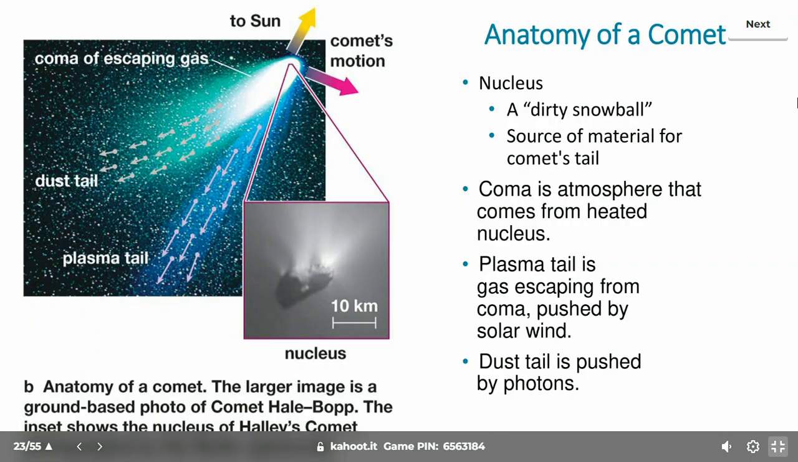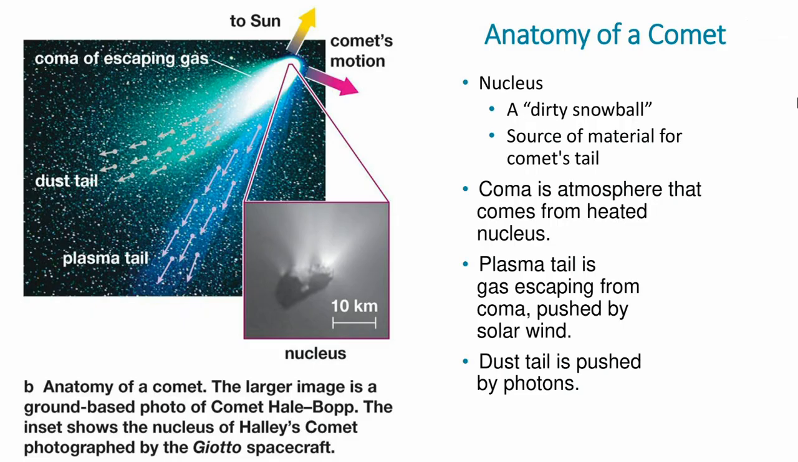Okay, so here's the anatomy of a comet. You have what you would think of as the actual object in the center, the dirty ice ball. But then you'll have a region of gas around the comet called the coma. This is material that's being outgassed when it gets close enough to the sun that it starts to evaporate some of the ices that make up the nucleus.